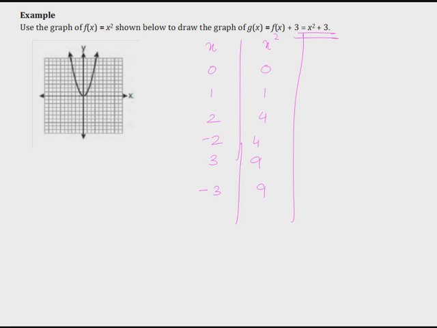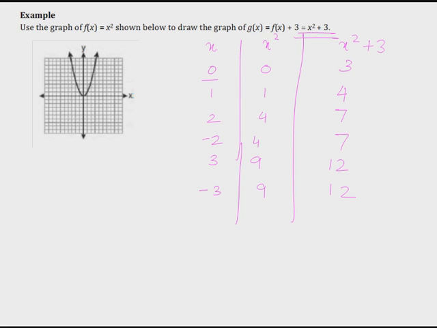Now I have to plot the graph of x squared plus 3. So I'll take the same x values and I'll see what this new graph is. When I take 0, x squared plus 3 is 3. When I take 1, it's 4. When I take 2, it's 7. When I take minus 2, it's 7. When I take 3, it's 12. When I take minus 3, it's 12.